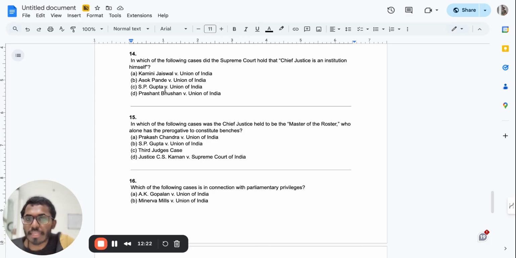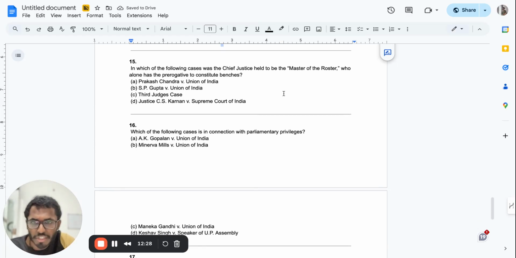So the answer is Ashok Pandey versus Union of India. It was decided that the Chief Justice is an institution himself. Now, next question: in which of the following cases was it held that the Chief Justice, as Master of Roster, alone has the prerogative to constitute benches?